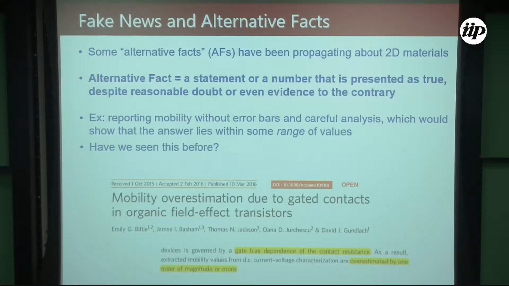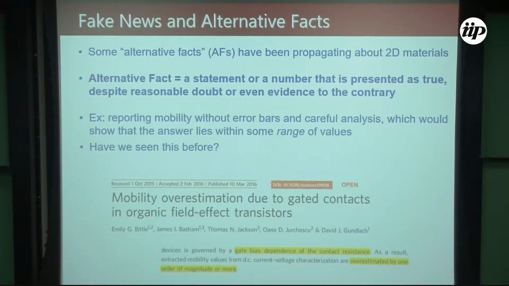So I have friends who work on organic transistors, and when I told them this, they said, oh, we have that problem in organic electronics. And they sent me this paper, written by, I know these three, Tom Jackson, Juana Jorquesto, and David Gunlach. This is actually a pretty recent paper.